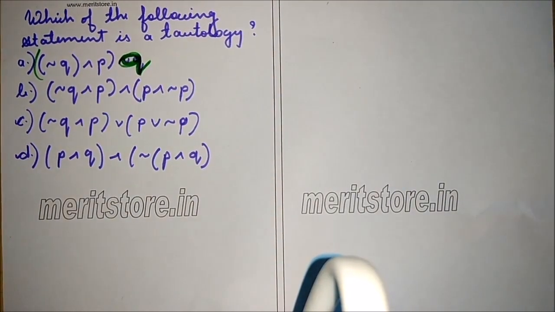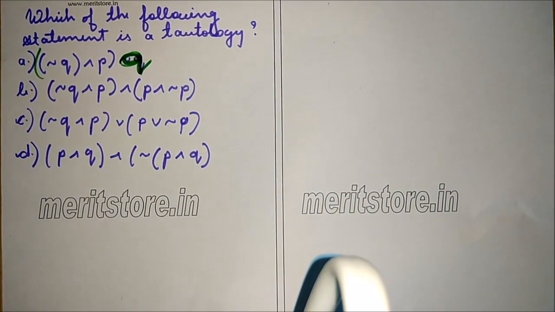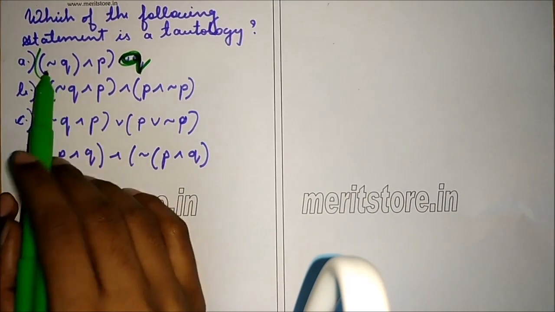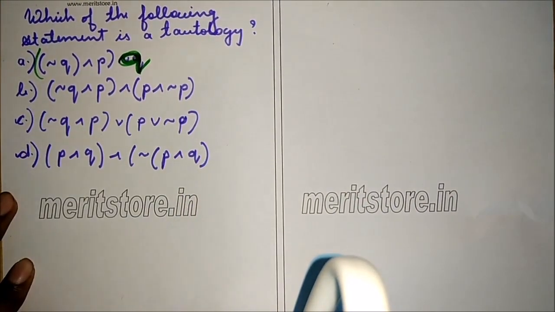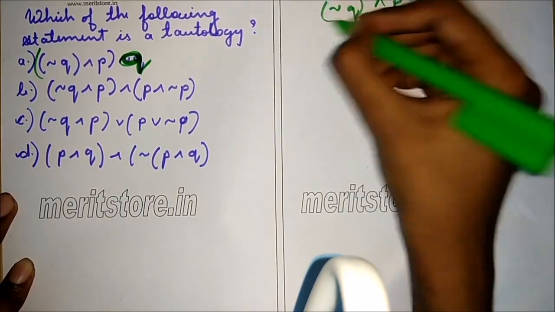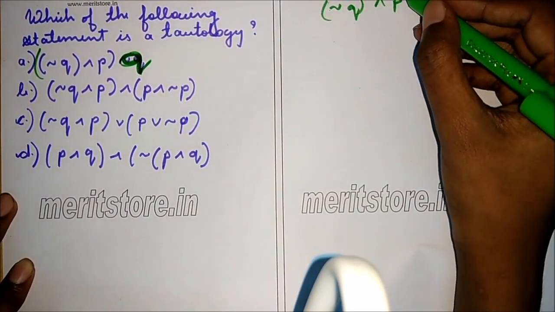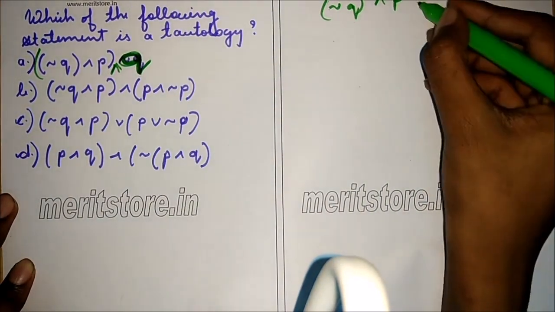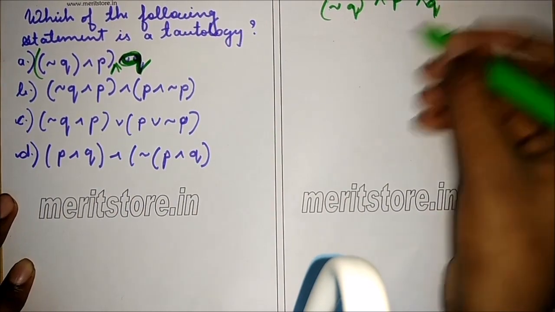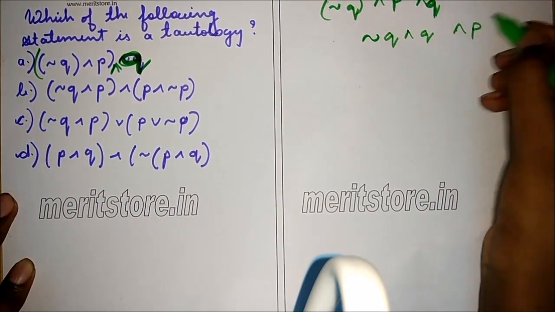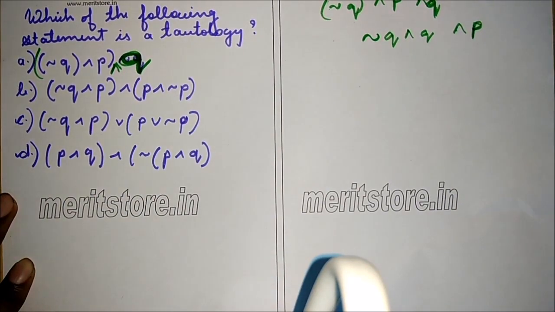Which of the following statements is a tautology? So we have to find the statement which holds a true value. So let's check one by one. So the first statement is negation of P, Q and P and Q. So we can rearrange this as negation of Q and P. So negation of Q and Q.